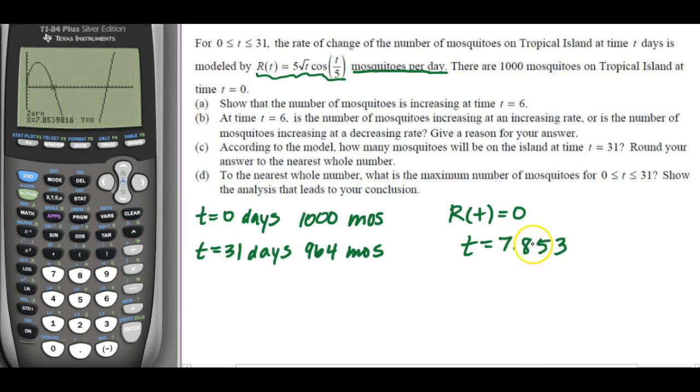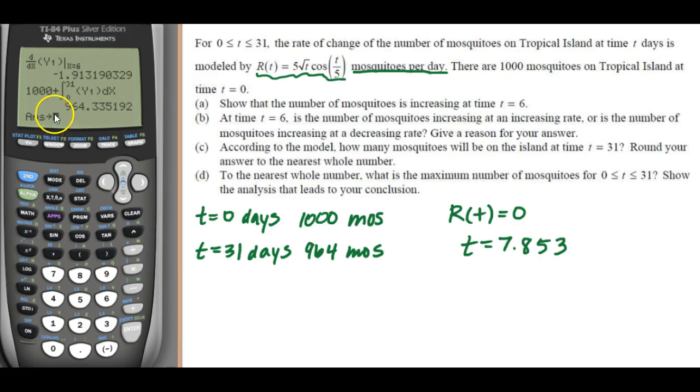I have to store this value. Right now the calculator is holding this number as your last answer. So as soon as you see this value as the 0, I'm going to go to second and quit. I'm going to get to the home screen. And the first thing I'm going to do, I can't touch anything else, I have to hit STO for store. So what the calculator is doing is it's storing your last answer, which is only the x coordinate.